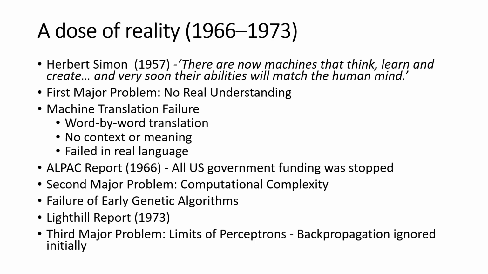Then the machine translation failure. The computer translated word by word, but it had no background knowledge and no understanding of meaning. That is, it really failed in real language. In 1966, a government committee evaluated machine translation. They concluded no successful general machine translation exists. As a result, all US government funding was stopped. This is the ALPAC report. This was a major shock to AI research.